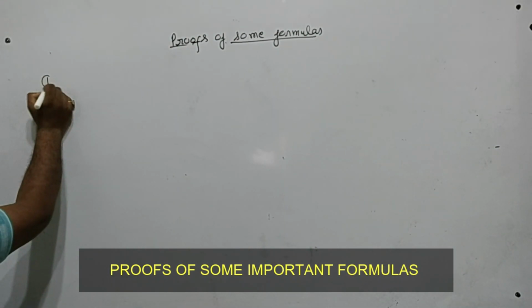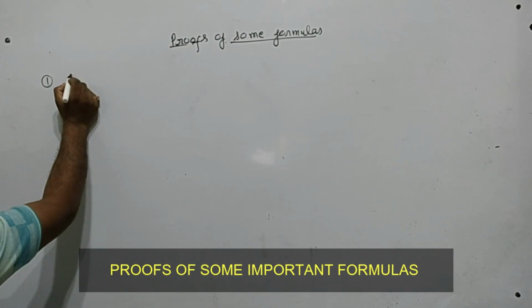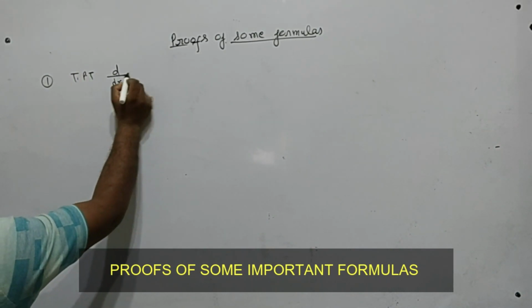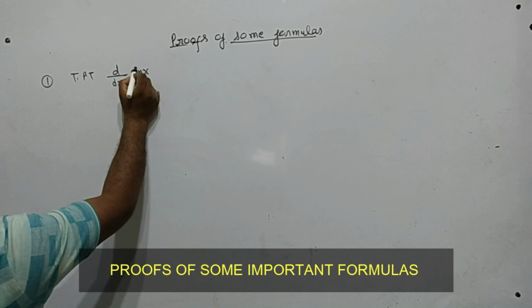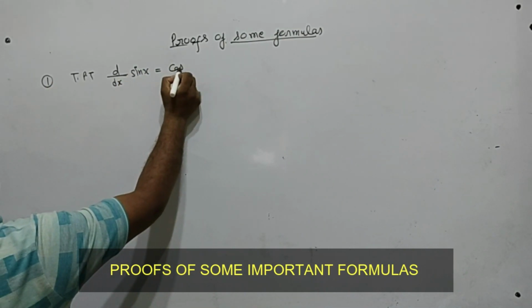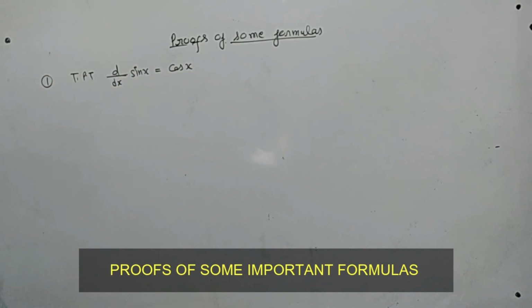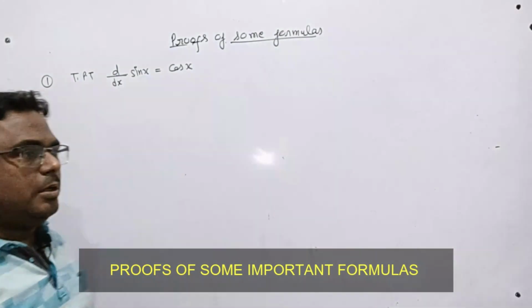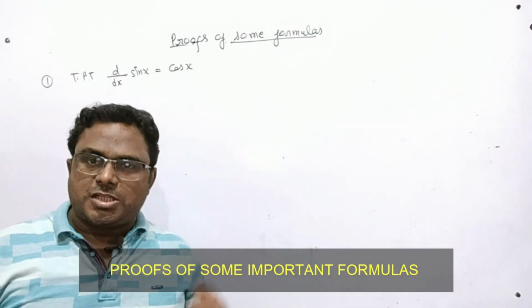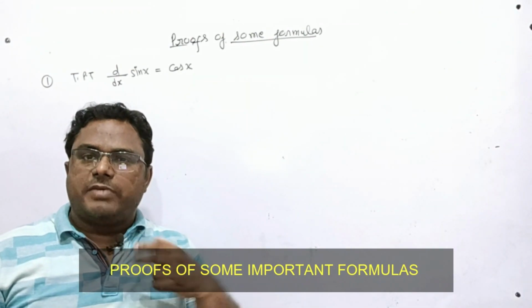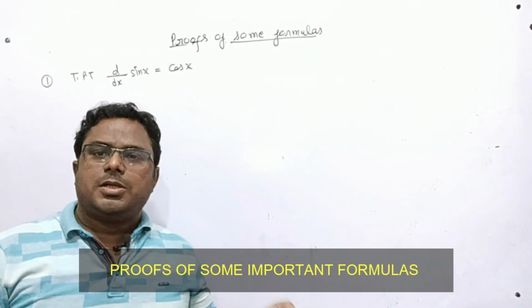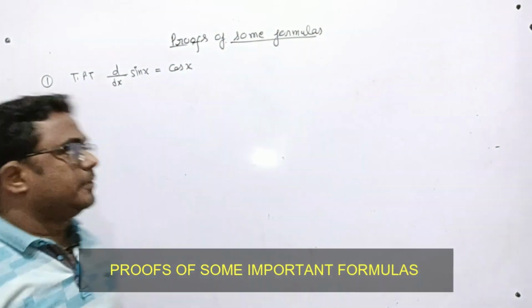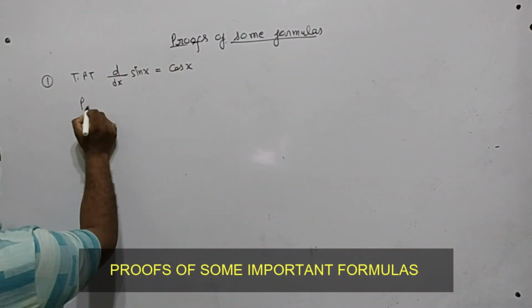First of all, I am doing the proof of dy by dx of sin x is equal to cos x. We know that derivative of sin x is cos x. Now I will do the proof of this formula. As I told you that first principle of derivative is very useful in proving many formulas. So in this question I will use first principle of derivative to prove it. Proof.